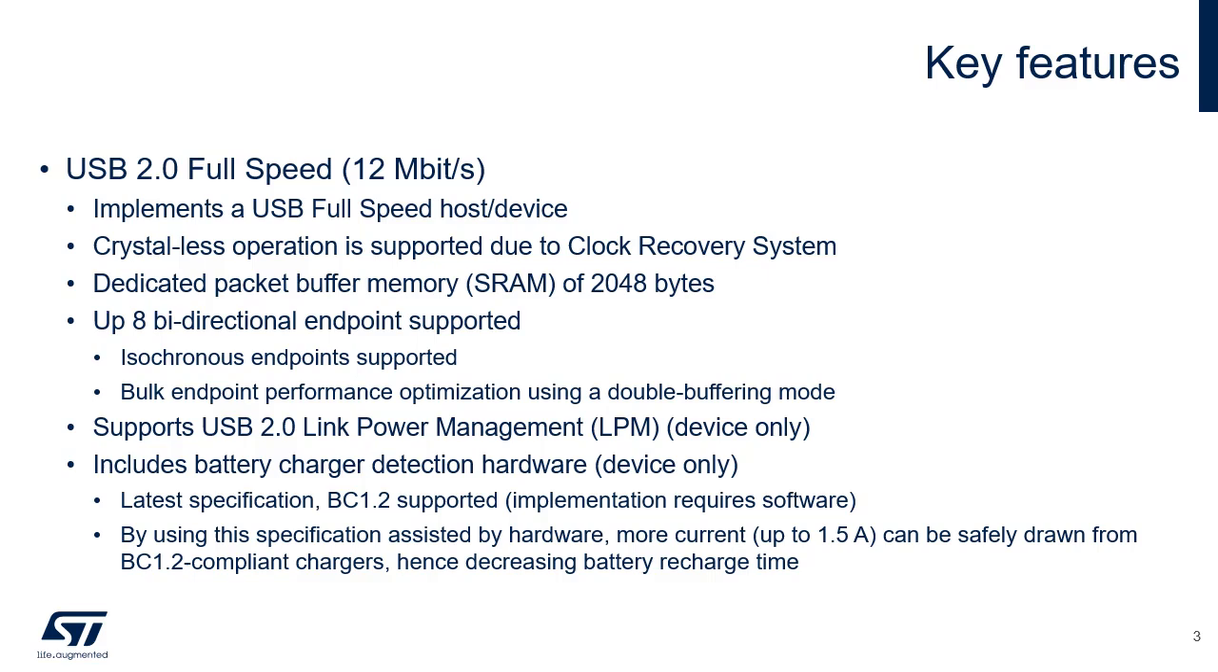Bulk endpoints benefit from a double buffering mode, improving overall performance. The interface also supports link power management, adding enhanced power modes beyond the USB 2.0 specification. Additionally, battery charger detection allows devices to draw up to 1.5 amps from BC 1.2 compliant chargers, enabling faster charging.